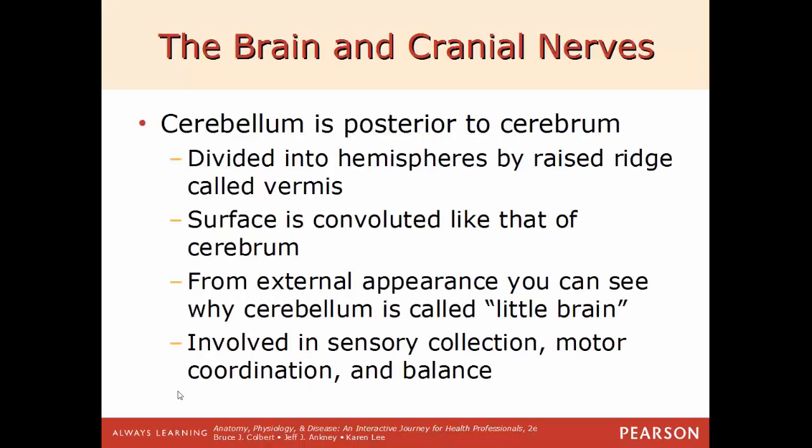Alright, the cerebellum, the structure just posterior to the cerebrum. It's also divided into hemispheres by a raised ridge called the vermis. The surface will be very convoluted, just like that of the cerebrum. And just by looking at the external appearance of the cerebellum, you can see why it's called a little brain. This structure is involved with sensory collection, motor coordination, and balance.